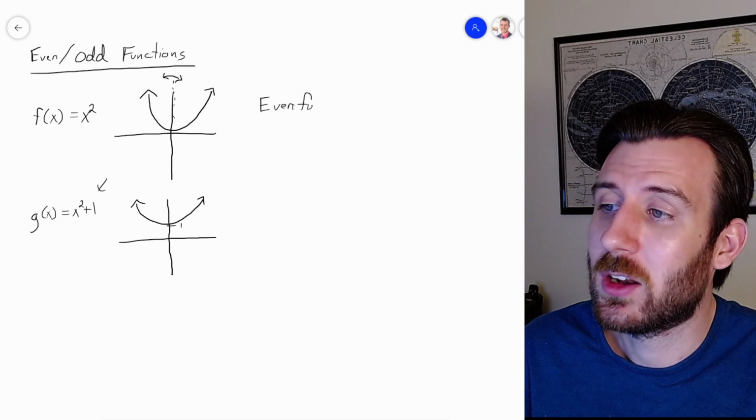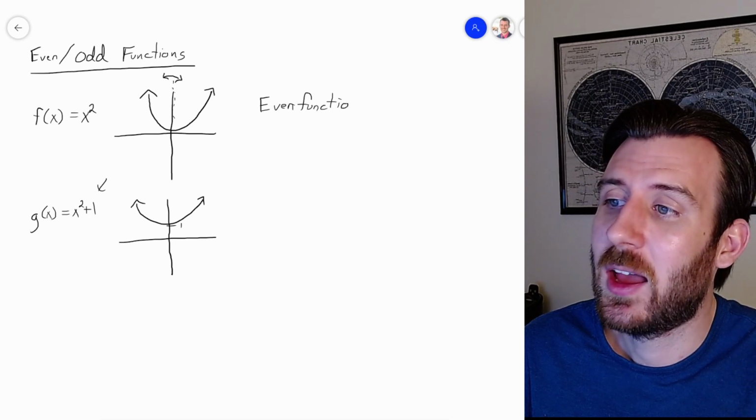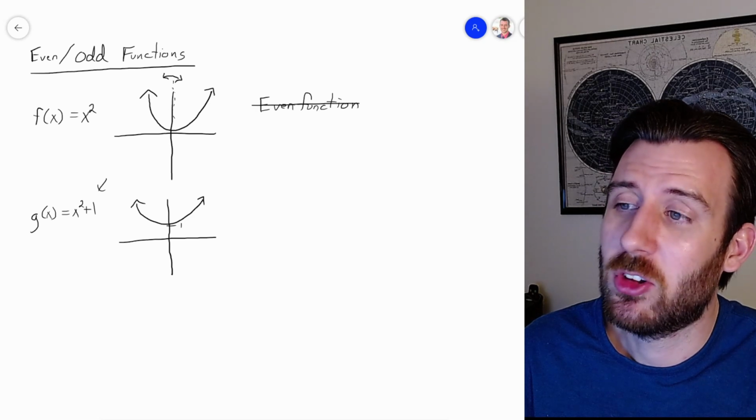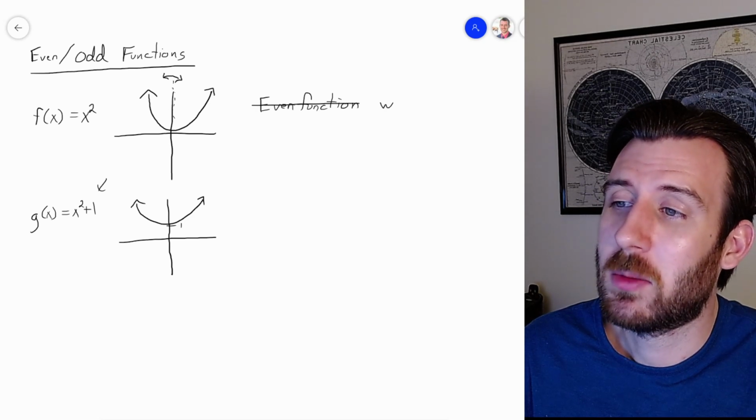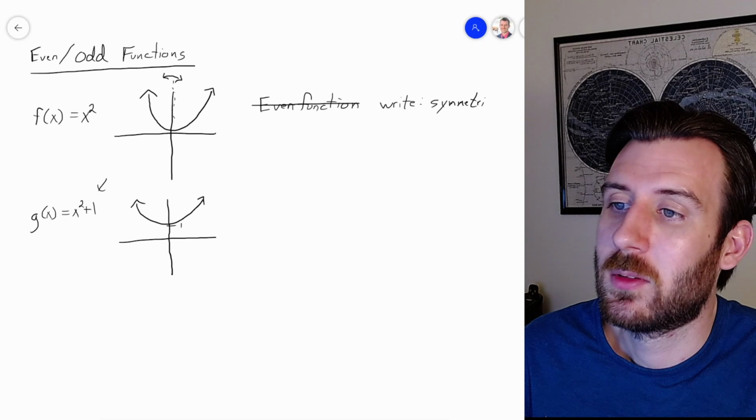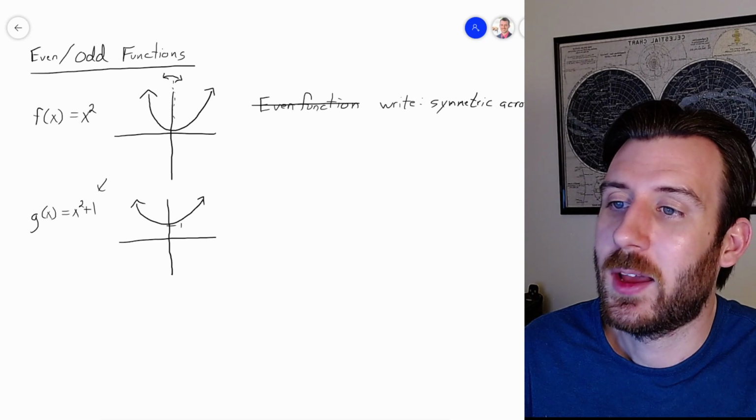For my intents and purposes, I am strongly recommending that if you ever see the statement even function written in a homework problem or on a test, I recommend that you cross it off and simply write that it's symmetric across the y-axis.